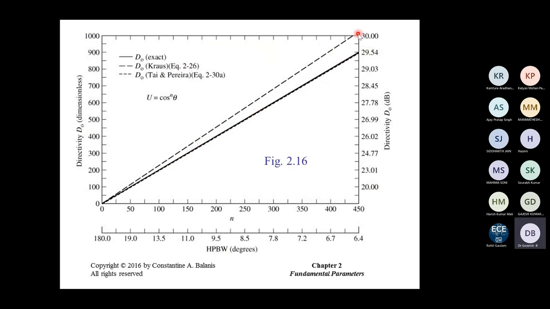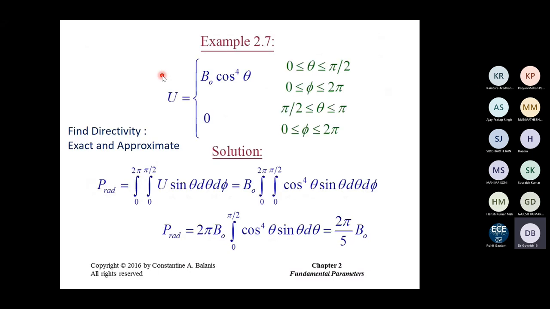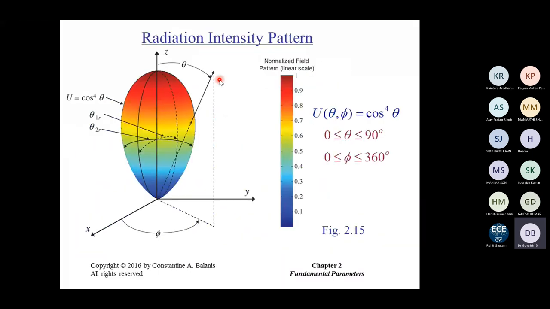Even if you go for Kraus, it is not much difference. Your difference is around 0.5 dB at 29 dB. Your measurement accuracy itself will be 0.5 dB at around 30 dB measurement values. So it should be okay, I think, in your practical applications. Quickly you can plug in the values for Kraus and Tai-Pereira and determine the directivity. We took one example of how to use approximate expressions.